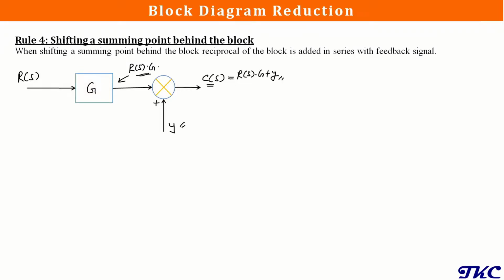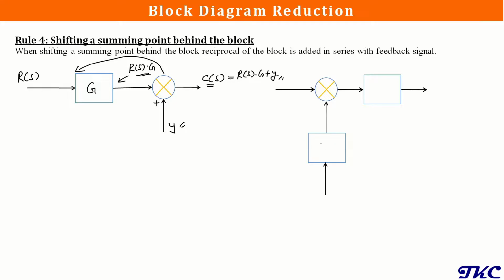Now when we apply this rule, that is shifting this summing point behind this block, we have to add the reciprocal of this block in this feedback signal. So it is 1 by G, the reciprocal of that block, and we have the block G here, and the summing point we have shifted to the back of this block, so that is here. So the input will be R of S as it is, we will have C of S as output, and this is the Y signal, that is the feedback signal.